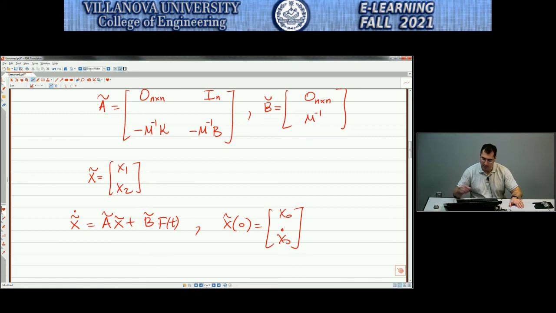MATLAB doesn't know how to solve second or third order differential equations numerically. Those equations have to be converted into the state space form, or state space representation, and this is what we just did. So let's see how we can handle this in terms of MATLAB.